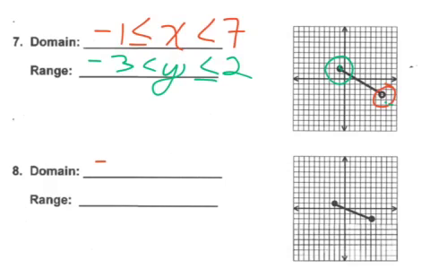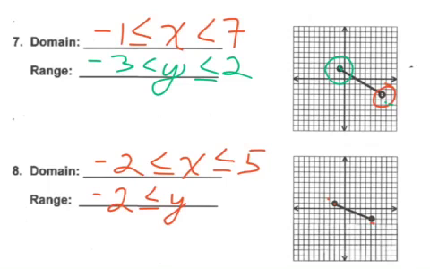Number 8, domain negative 2 less than or equal to x less than or equal to 5. Again, note that we've got 2 solid dots there. And the range is negative 2 less than or equal to y less than or equal to 1. Alright, so there we go, domain and range of a continuous function. And we'll go in class after we talk about this just a little bit and go back to just the ordered pairs idea and how to list the domain and range for those.